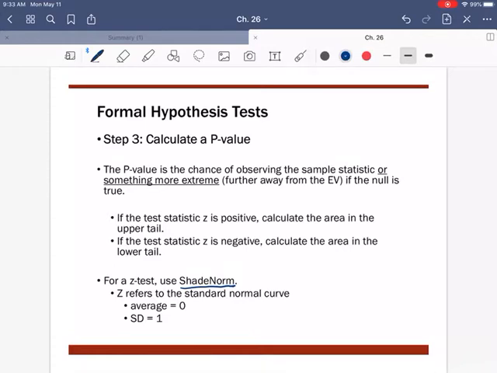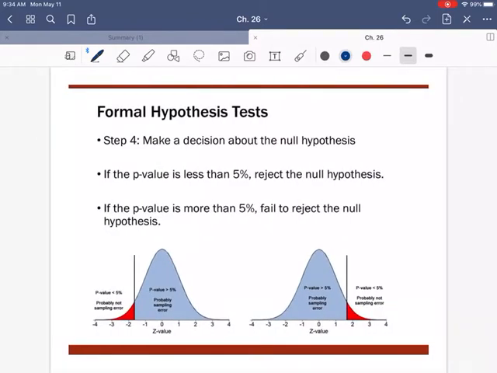So the p-value is the chance of observing the sample statistic or something more extreme, farther away from the EV, if the null is true. So if this coin is fair, what's the chance of getting 63 or more heads? And then if Z is positive, so if we get a Z that's above, we do that number to 10. If Z is negative, or we're looking at a number below the average, we do negative 10 to that number.